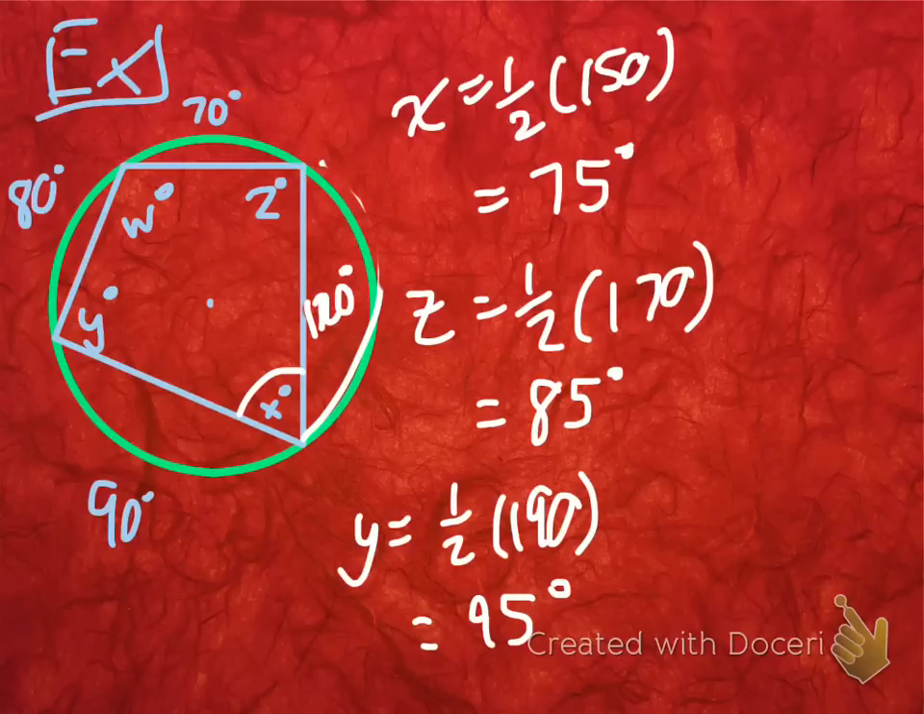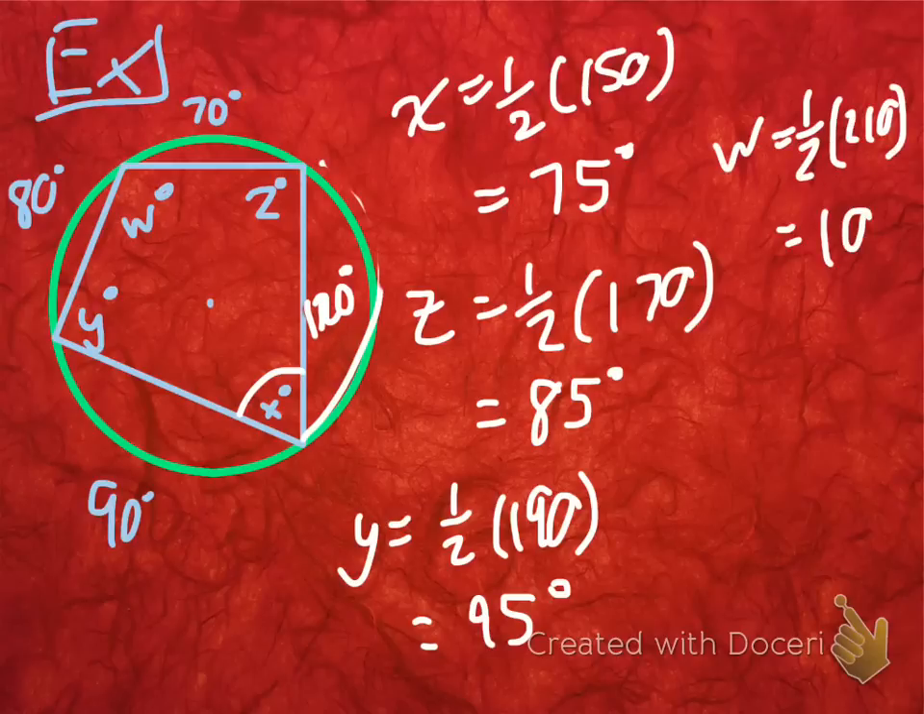And we also know that W is half of 120 plus 90, right? W intercepts this whole arc here. What's 120 plus 90? That's 210, right? So W is half of 210, which is 105 degrees.